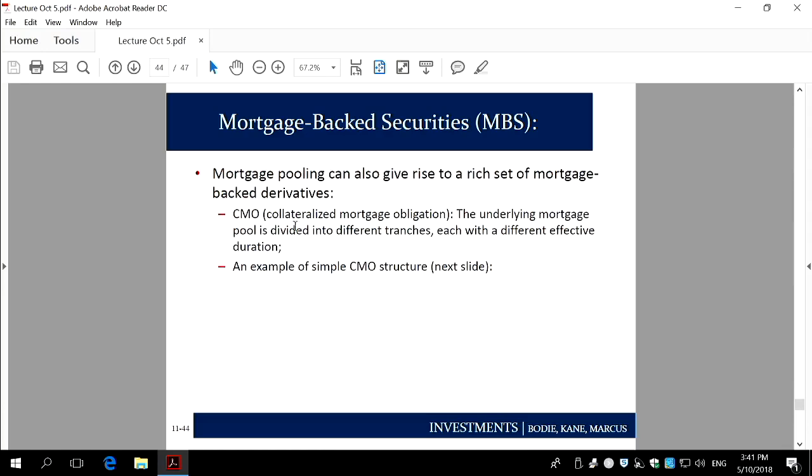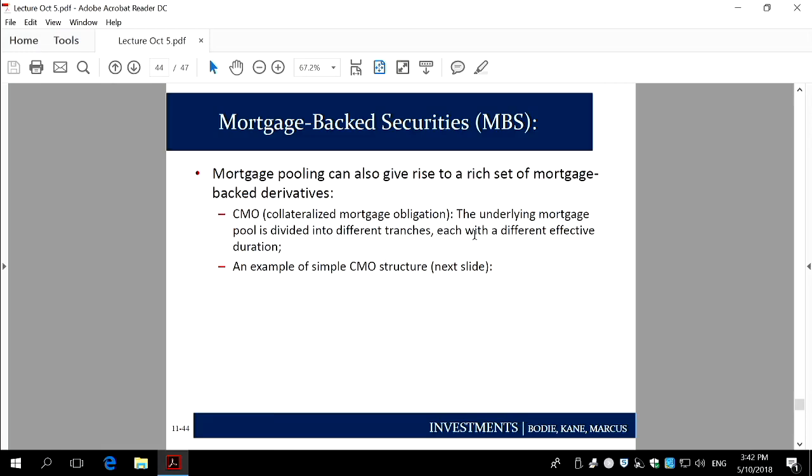Another thing about this mortgage pooling is that it can give rise to a set of mortgage-backed derivatives. A good example is the so-called CMO, collateralized mortgage obligation. So what is a CMO? First of all, you have a pool of mortgages. That is the beginning of your story. You have a pooling of mortgages. Then after you have a mortgage pooling, you can do a little bit of financial engineering based on that pool.